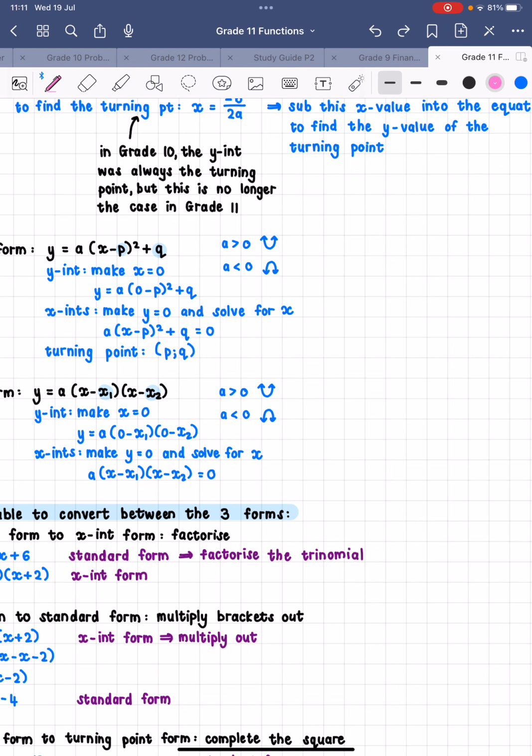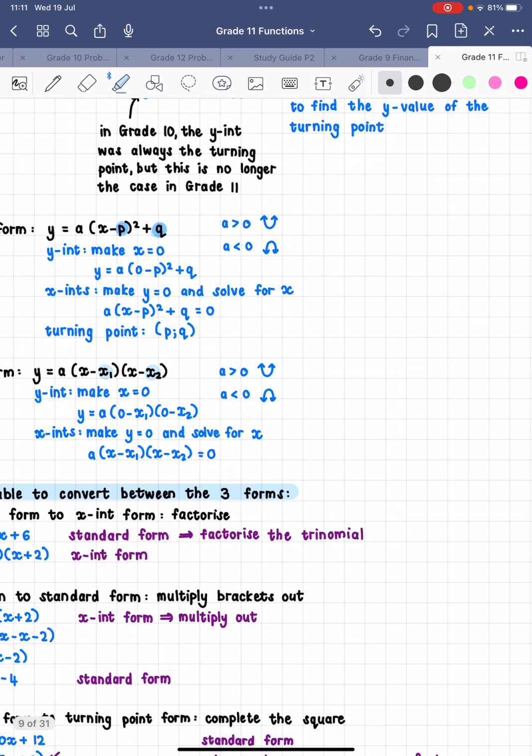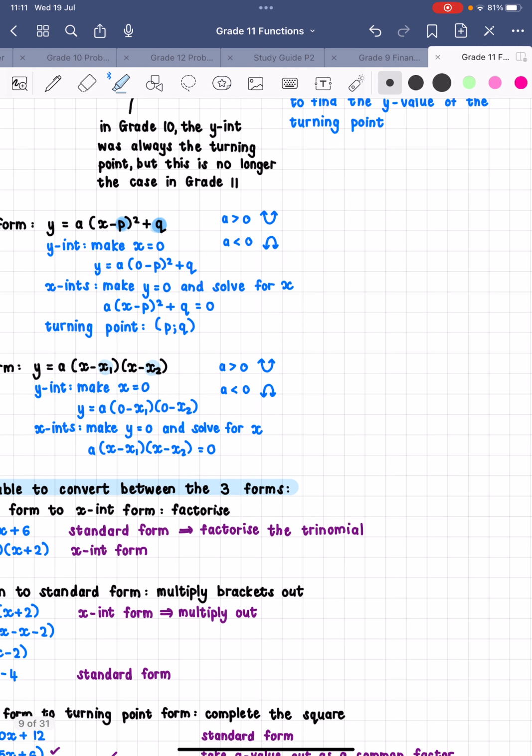It doesn't change. Now what's nice about turning point form, and it's not very clear there, but I did actually highlight this p and the q there. What's nice about turning point form is that you can read off what your turning point coordinates are from that equation. So if you have x minus p squared plus q, then p and q, those coordinates are going to be the coordinates of the turning point.